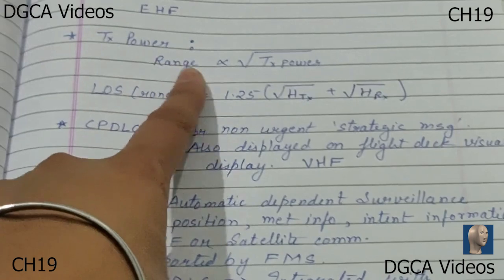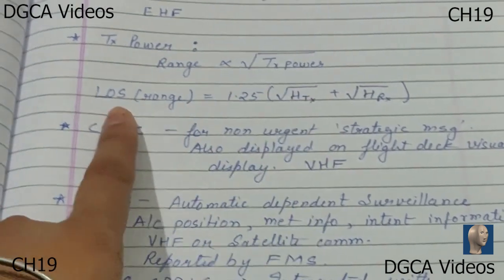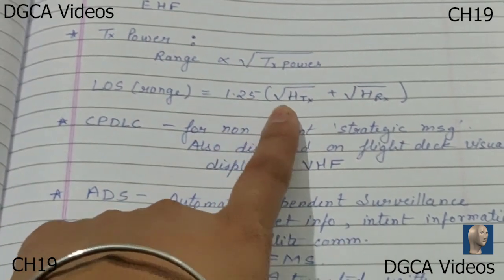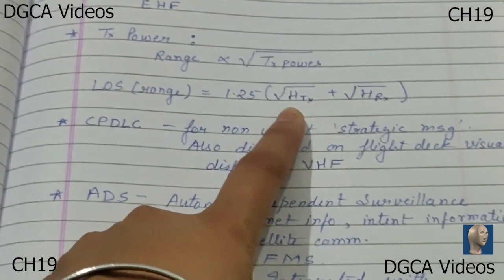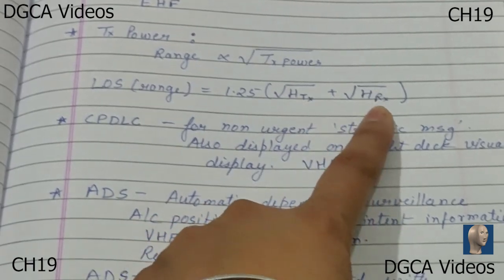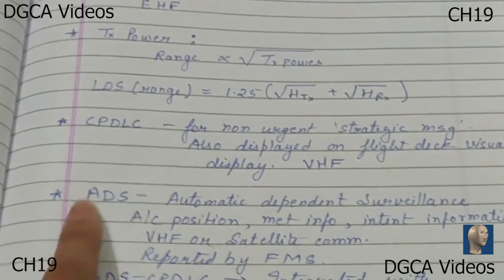The range is directly proportional to the square root of the transmission power. The LOS range is 1.25 times the square root of the height of the transmitter plus the square root of the height of the receiver. Remember these two formulas, they are important.